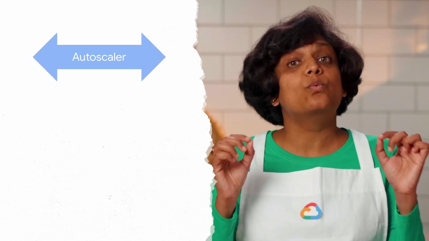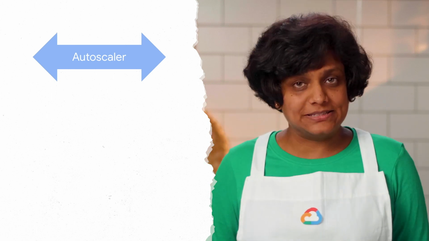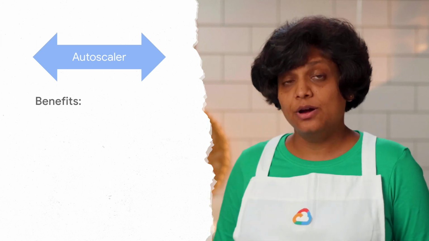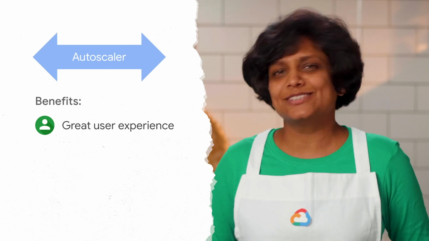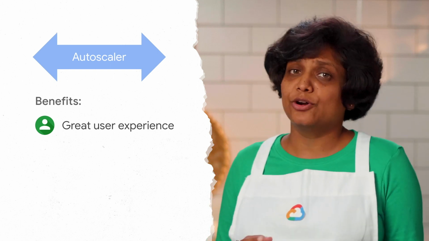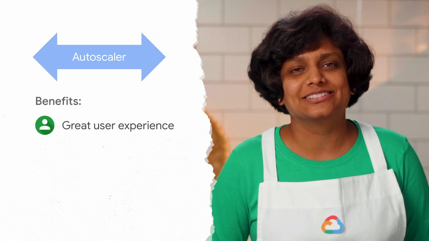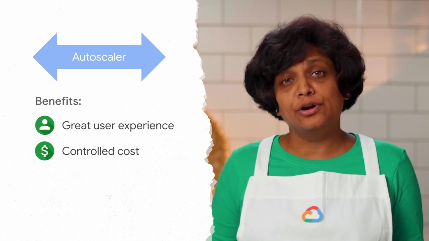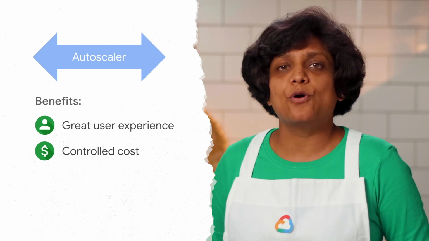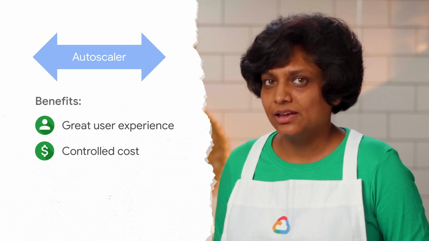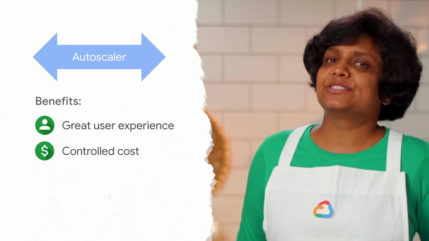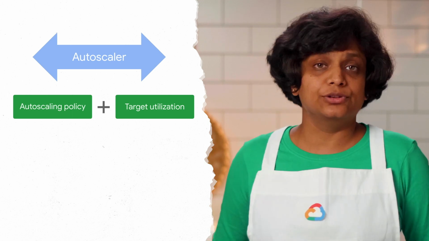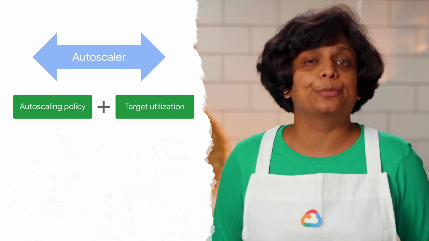Autoscaling policies provide a way to add or remove instances as needed. The impact of autoscaling policies is twofold. One, your users get a great experience using your application because there are always enough resources to meet the demand. And two, you maintain better control over your cost because the autoscaler removes the instances when demand falls below a specific threshold. To create an autoscaler, you must specify the autoscaling policy and a target utilization level that the autoscaler uses to determine when to scale the group.